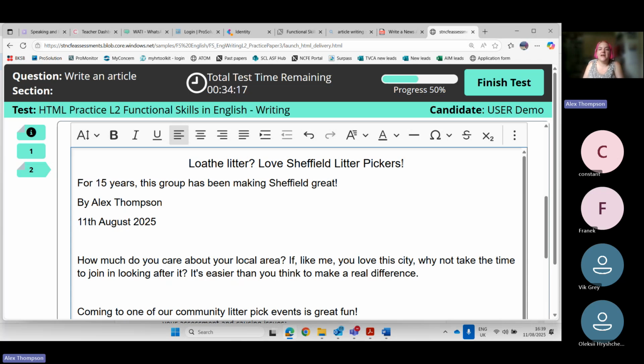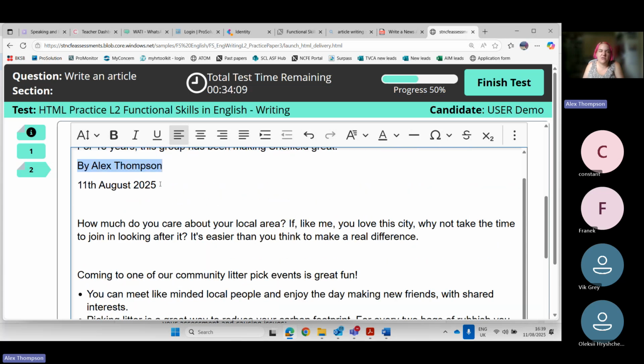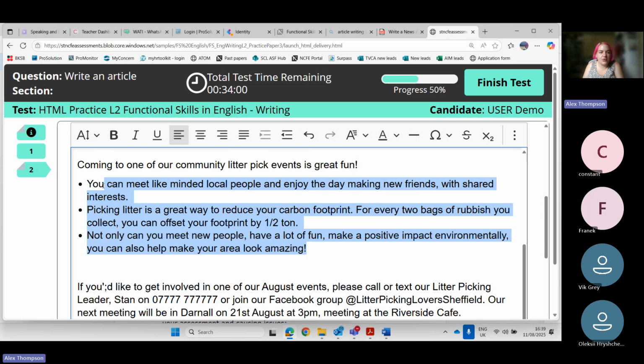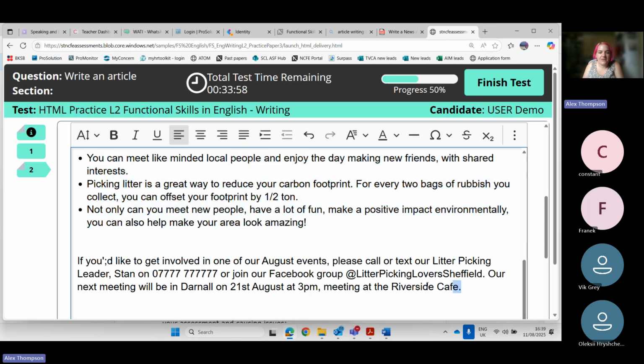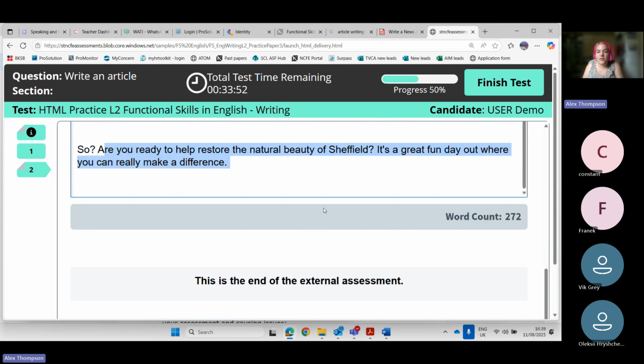So we have our headline. We have a subheading. We have an attribution. And I think it's good practice to be including a date as well. Then we have a short introduction. We have bullet points. We have another paragraph, third paragraph, and then our conclusion. And we are on 272 words.